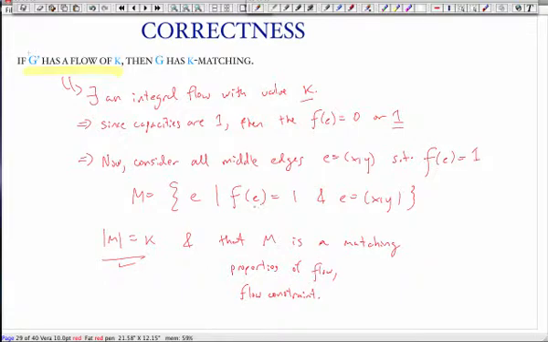Okay, so we want to show that every edge here touches at most one vertex. Every edge touches at most one vertex. And so we selected this edge because there was one unit of flow leaving X. Now by the flow constraint, there can only be one unit of flow coming into X, right? Because the way that we've constructed our graph, there's only one edge from S to X.